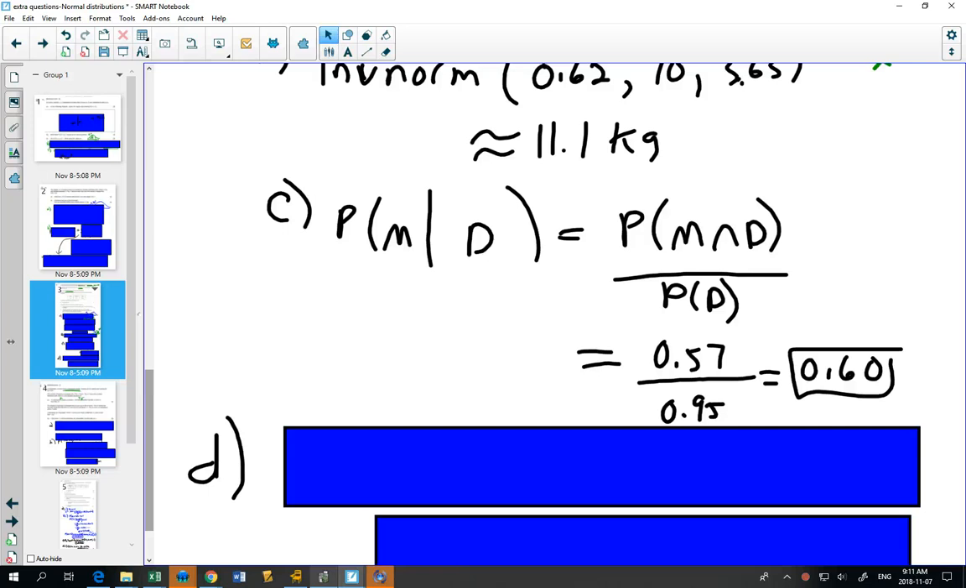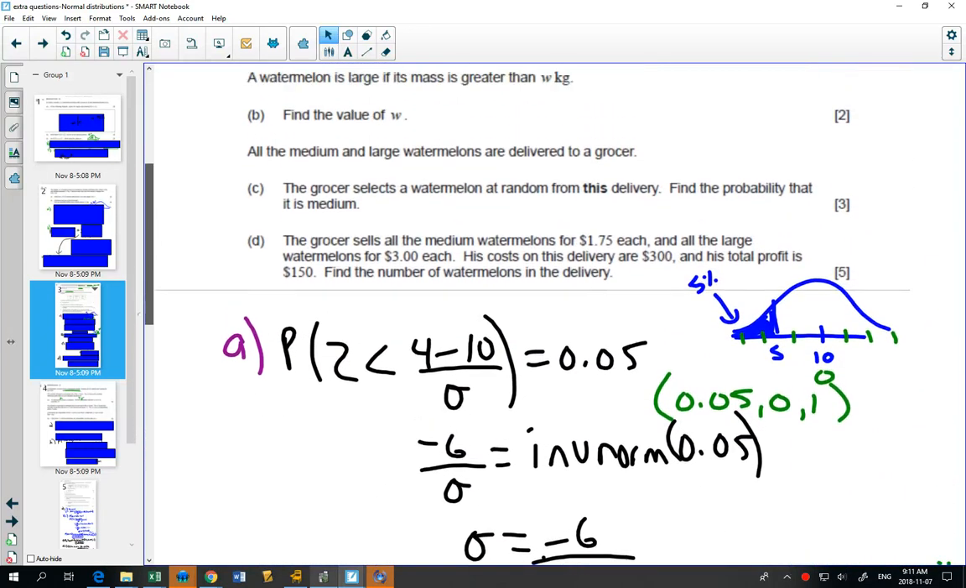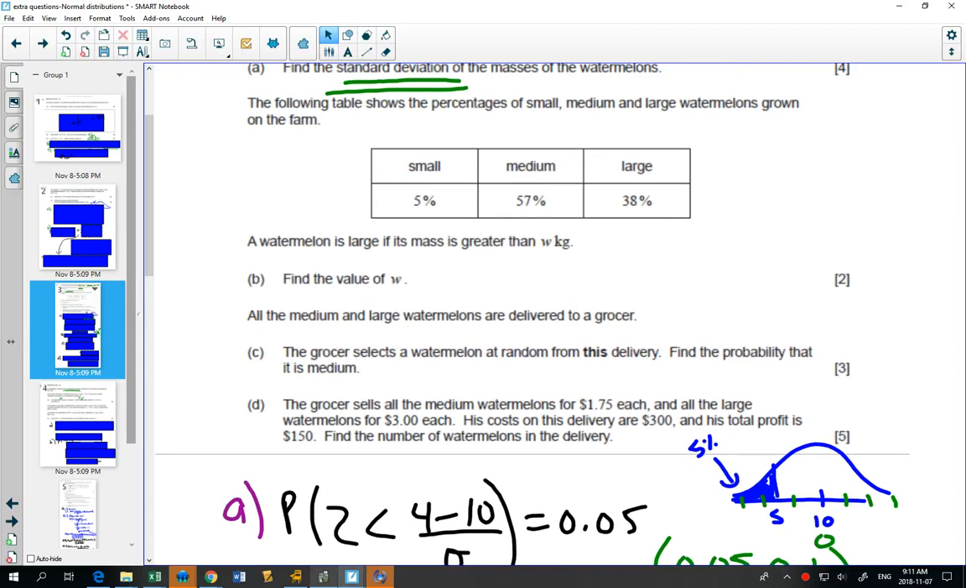And finally, for part D, okay, a grocer sells all the medium watermelons for $1.75 each, and the large watermelons for $3 each. His costs on this delivery are $300, and his total profit is $150. Find the number of watermelons in the delivery.